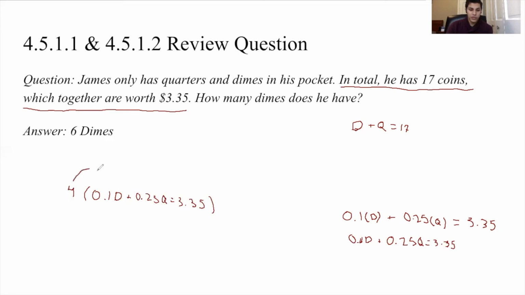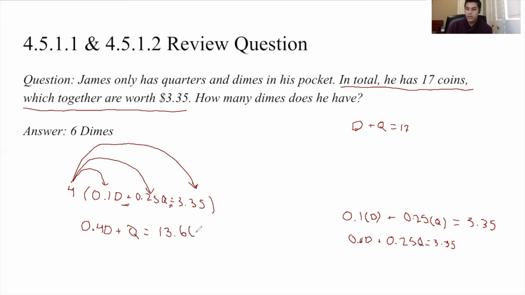So we'll do that. First you multiply 4 by 0.1d, and that gets you 0.4d. And then keep the addition symbol the same, and add that to 4 times 0.25q, which remember, we set it up so that would equal just 1q. And then that's equal to, because you keep this symbol the same as well, 4 times $3.35, which will equal $13.60, I believe.